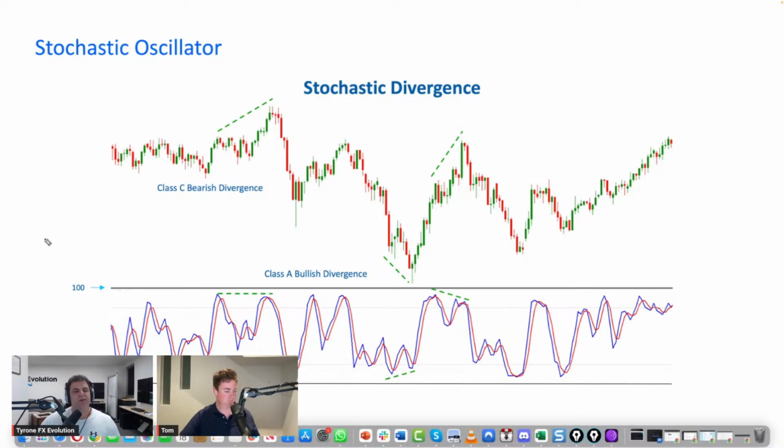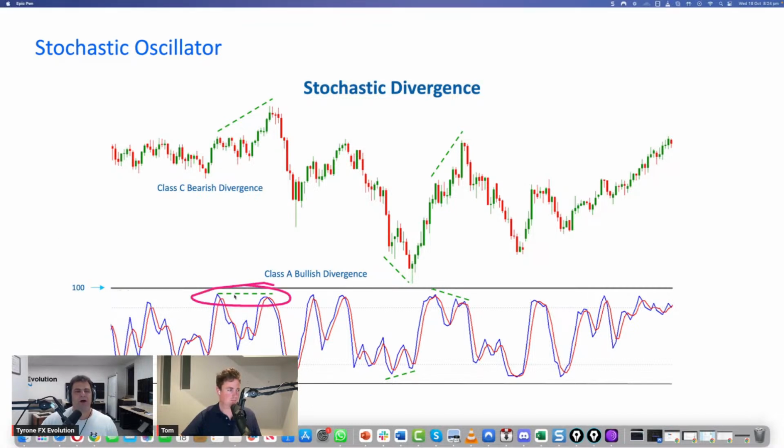So you can see here in the Class C bearish divergence example on the left of the screen, we've got that green dotted line on price showing that price made a higher high than the previous high, and the stochastic indicator made an equal high. So although price made a higher high, the stochastic actually made an equal high. We call that Class C divergence.